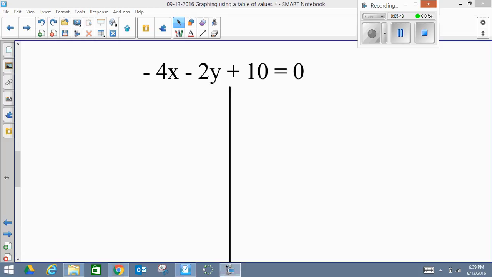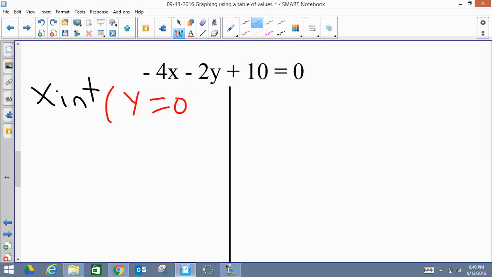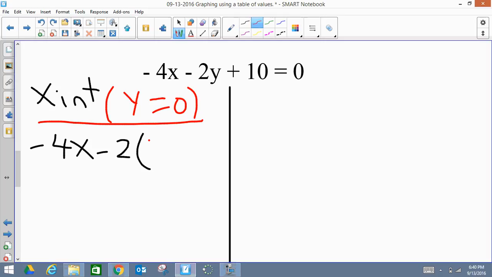So I'm going to grab this example. We have negative 4x minus 2y plus 10 equals 0. Again, I'm looking for the x and the y. Let's write the x-intercept here on the left side. Because I'm looking for the x-intercept, I'm going to make my y equal 0. So I rewrite the same equation: negative 4x minus 2, instead of the y, I'm going to put a 0, plus 10 equals 0.